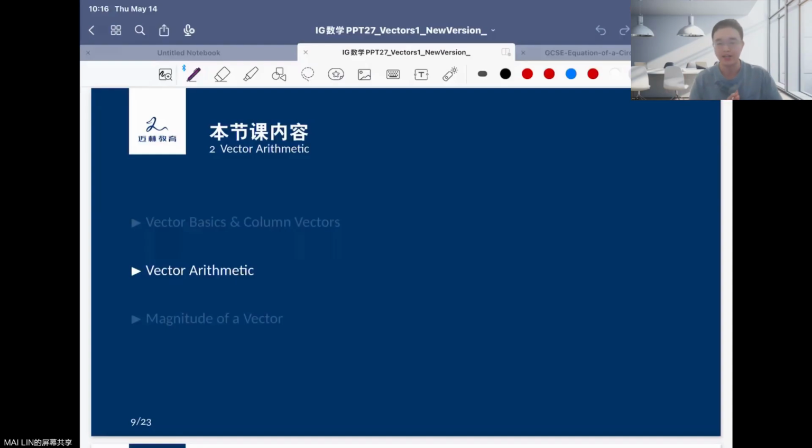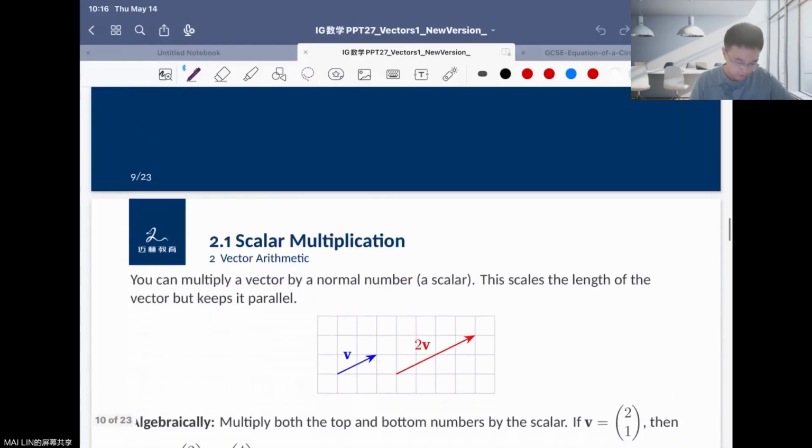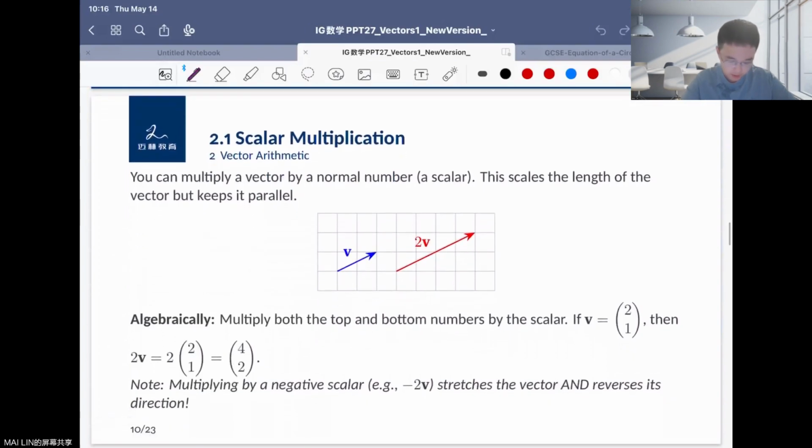Okay, hello guys. Today we are talking about vector arithmetic, the second lesson of vector. Okay, so let's move to the first part about the vector. So first, here we are just talking about scalar multiplication. That means a number times a vector.